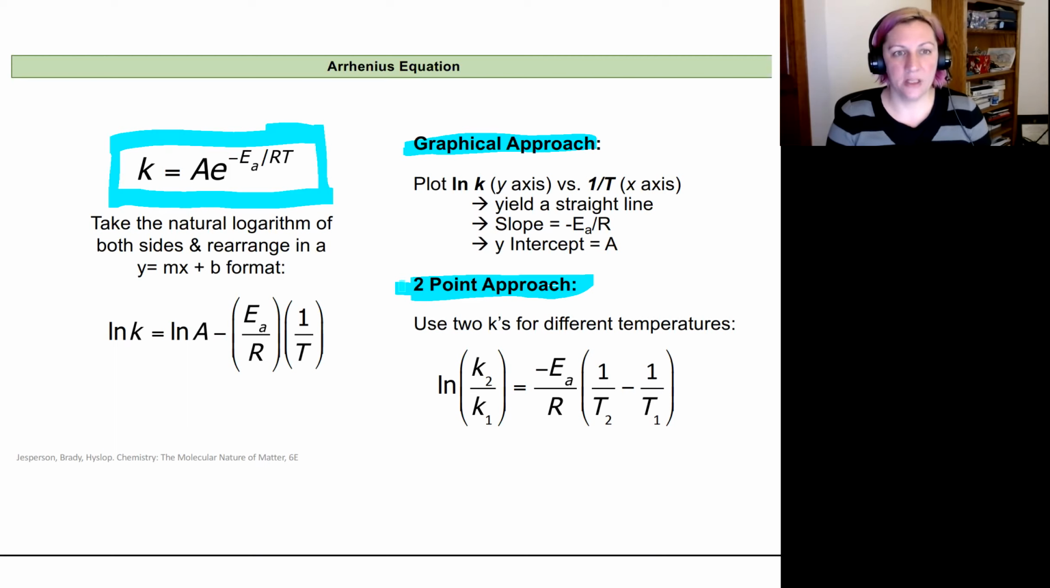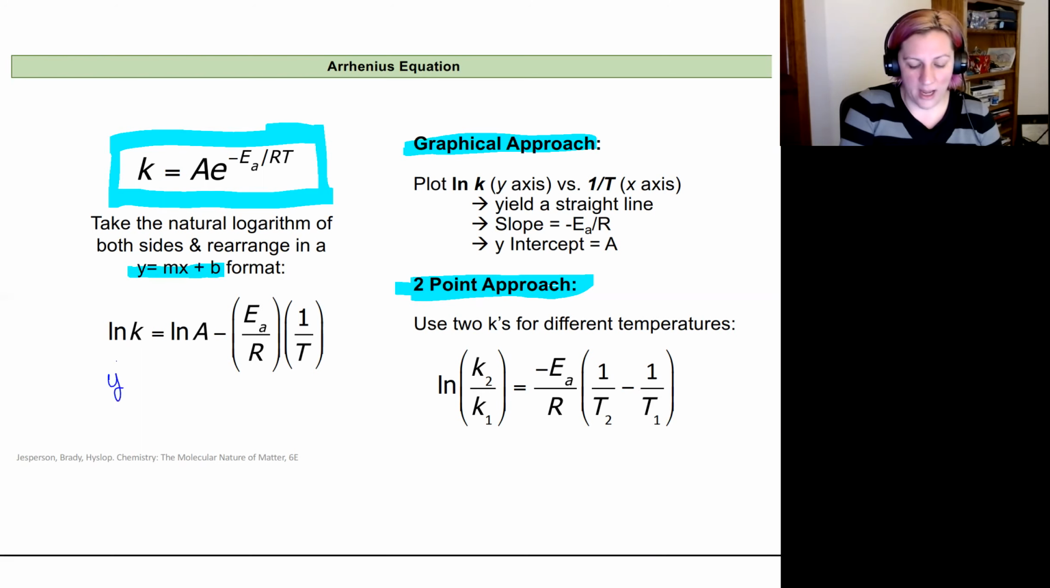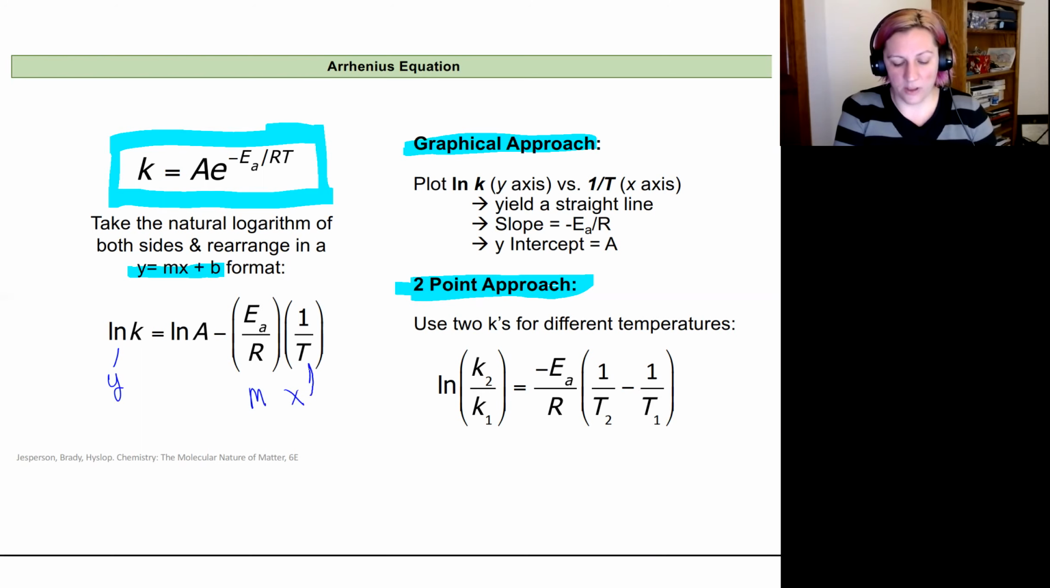So if we have the Arrhenius equation, it looks like a complicated thing to deal with graphically. So if we take the natural log of the entire equation, though, then we can rearrange this into an mx plus b style format where we have y, that is the natural log of k. We have mx here, where x is going to be 1 over T, and our slope is going to be negative activation energy divided by R, and our b is going to be the natural log of A.